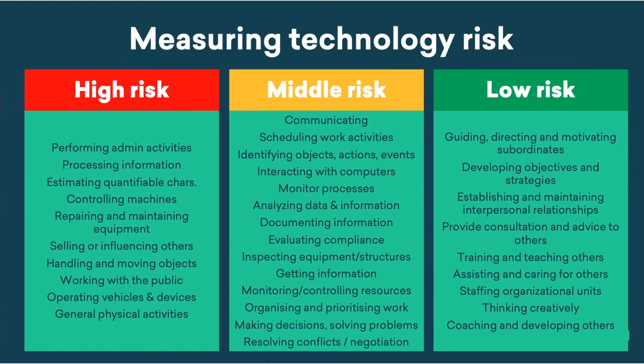that are at high chances of high risk of being automated in the future. We've got things like controlling machines, repairing and maintaining equipment, handling and moving objects. So if that's within your curriculum, you're teaching people about those types of skill or activity, in the future those things are going to be far less needed because of automation. Whereas when we look at the other end of the spectrum, the lower risk, they're the more interpersonal skills. So we've got training and teaching of others, we've got establishing and maintaining relationships, thinking creatively. So they're all those more interpersonal and creative skills.